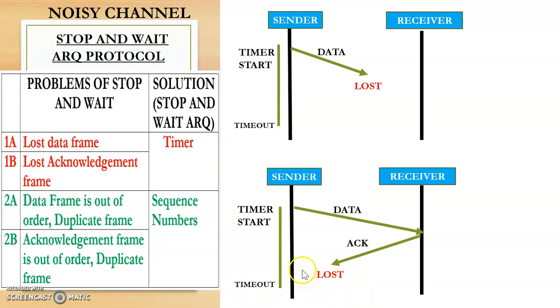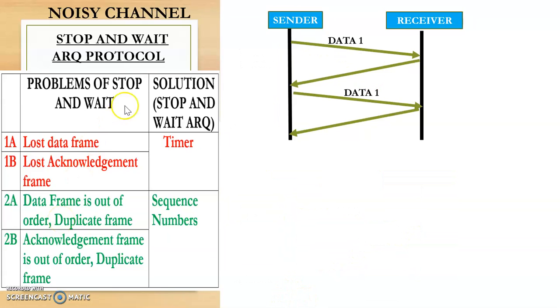Now you may say that if the frame is resent over here, then it will be a duplicate frame because the data frame was already received. In this case, when the receiver receives a duplicate frame, it will discard the duplicate frame and it will only send an acknowledgement to the sender. After receiving the acknowledgement, the sender will know that the receiver has received the frame.